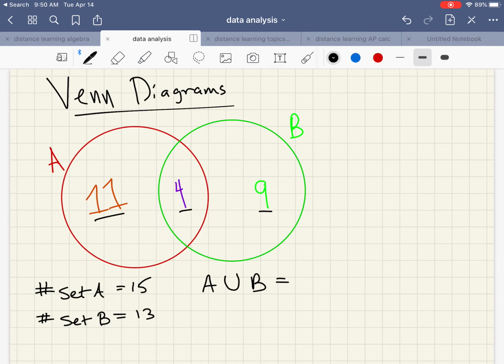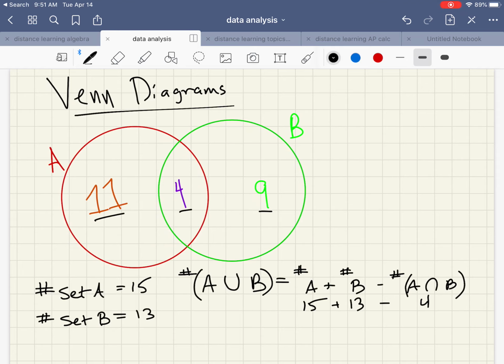So if we're looking for the number in A union B, we're going to take the number in A, we're going to add the number in B, and then we're going to subtract the number in A intersect B. So the number in A was 15, the number in B was 13, and the number in the intersection, the overlap piece here, is 4. So we have 15 and 13 is 28 minus 4 is 24. The other way we could look at it is if we just added the 11, the 4, and the 9. 24.